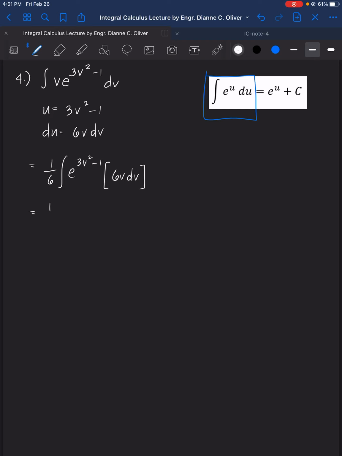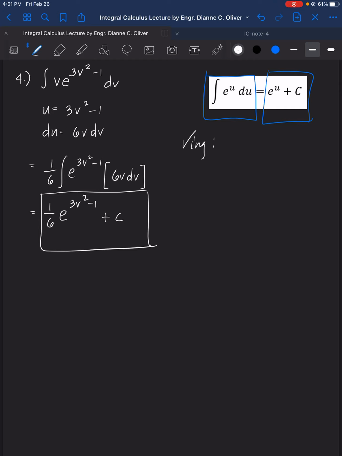So the final answer is 1/6. Then the pattern e raised to u plus c. So that is e raised to u, which is the 3v squared minus 1 plus c. So that is for number 4.